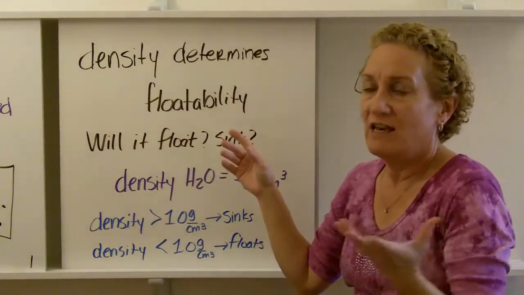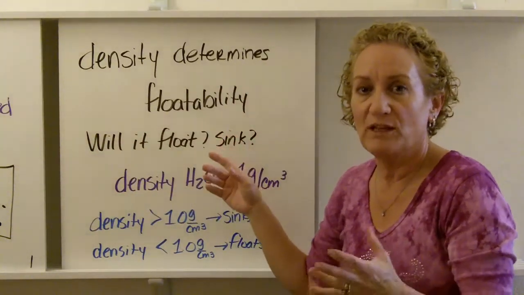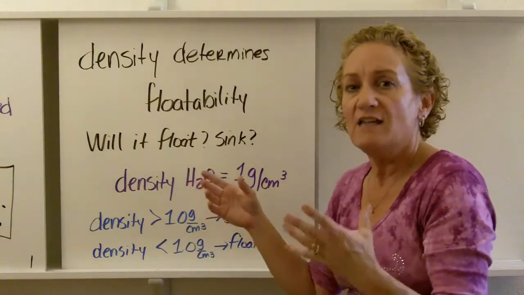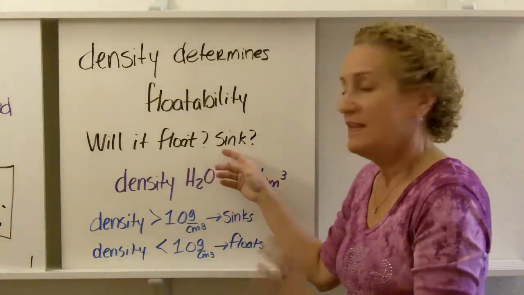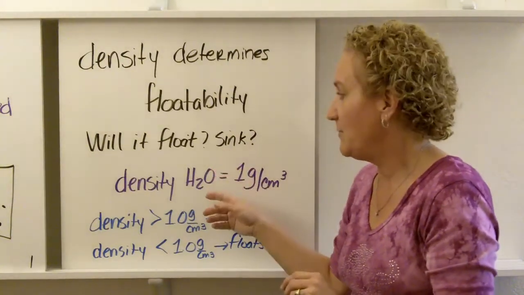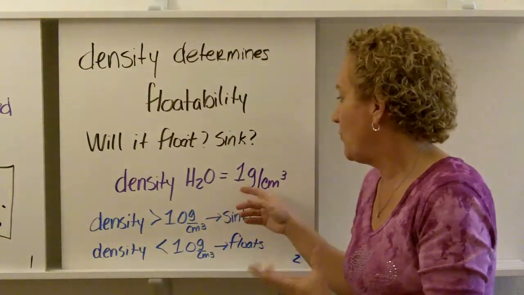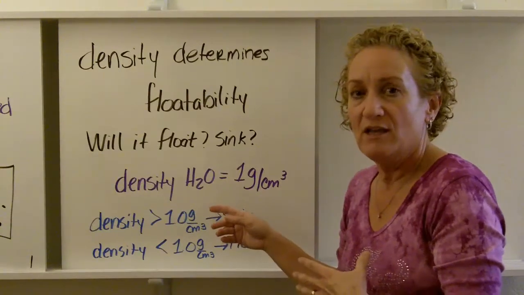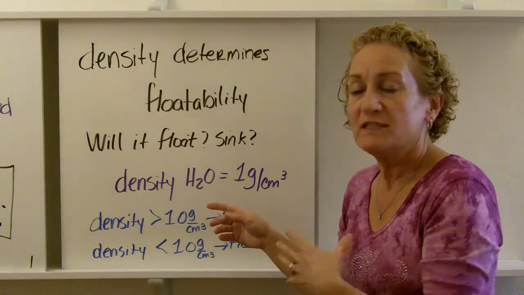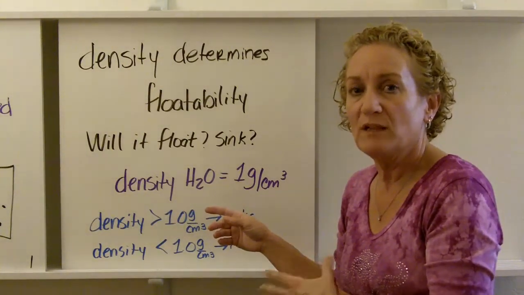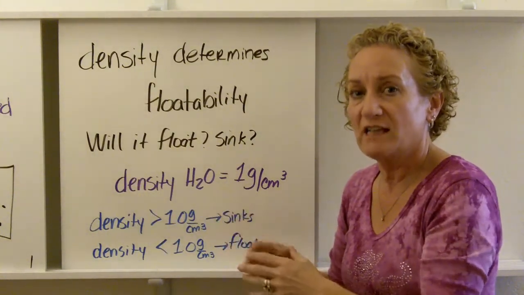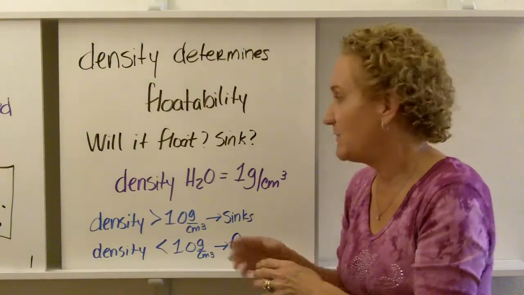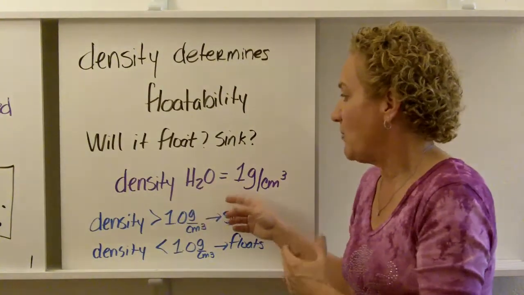In water, actually, in any liquid, density determines floatability. So whether something's going to float or not is totally determined by something's density. Is it going to float? Is it going to sink? Let's specifically use water as an example. The density of water is about 1 gram per cubic centimeter, or 1 gram per cc, or 1 gram per milliliter. Cubic centimeters, cc's, and milliliters are all exactly the same thing. Different ways of saying the same thing. So the density of water is about 1.